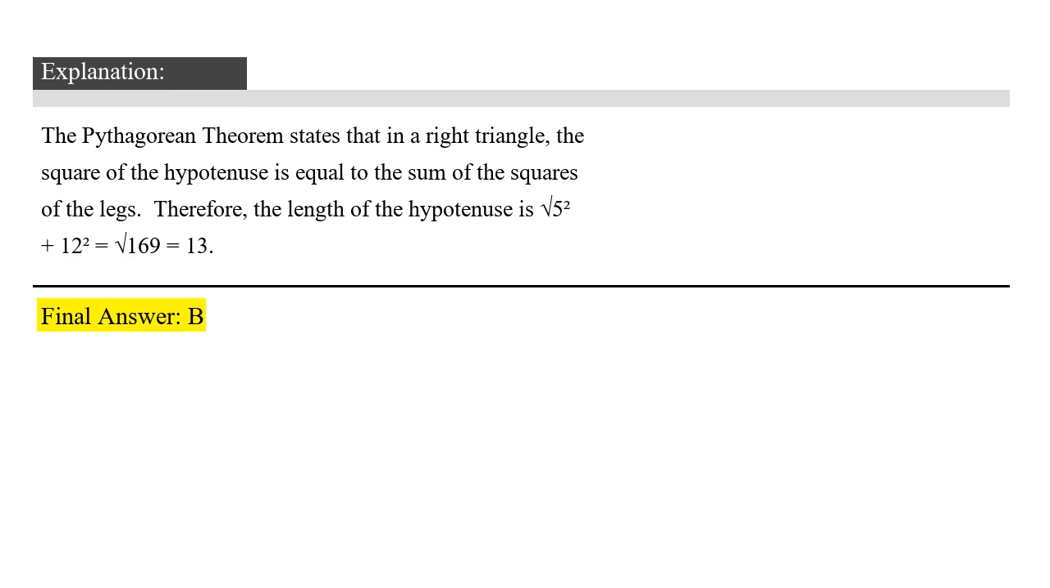The Pythagorean theorem states that in a right triangle, the square of the hypotenuse is equal to the sum of the squares of the legs. Therefore, the length of the hypotenuse is the square root of 5^2 + 12^2, which equals the square root of 169, which equals 13.